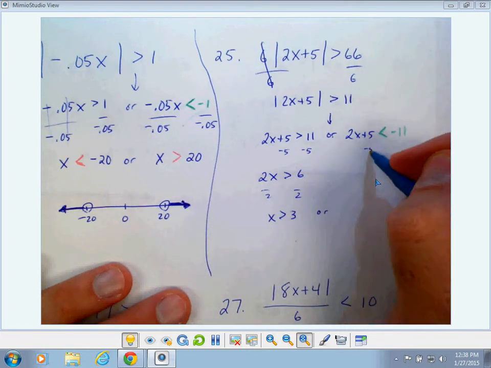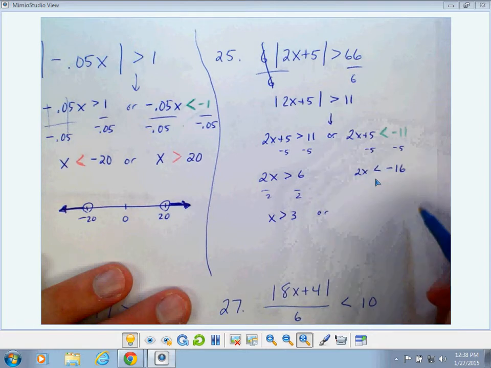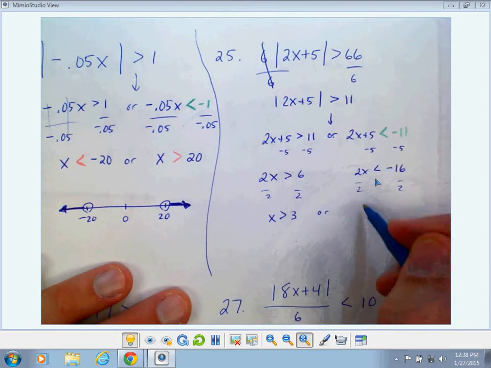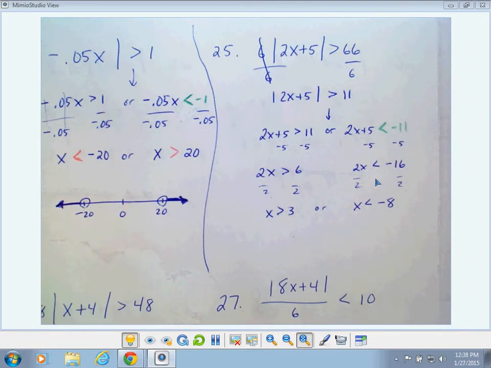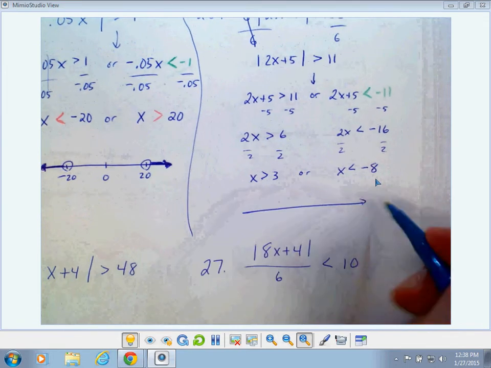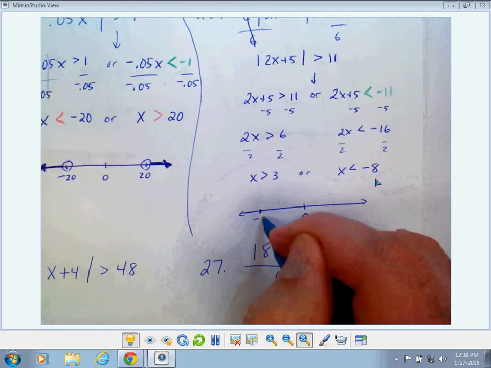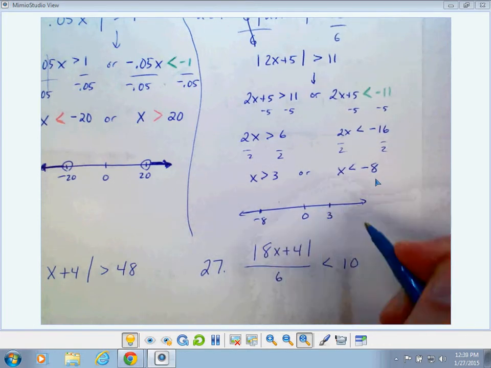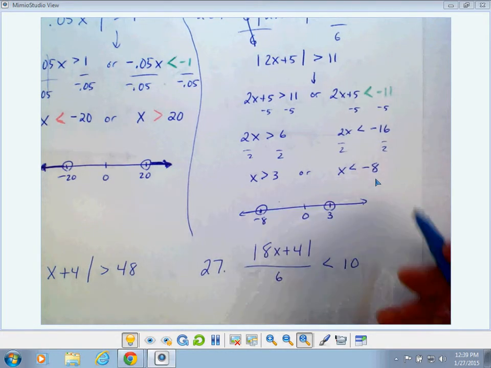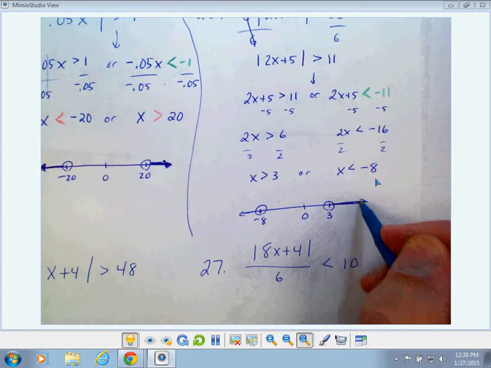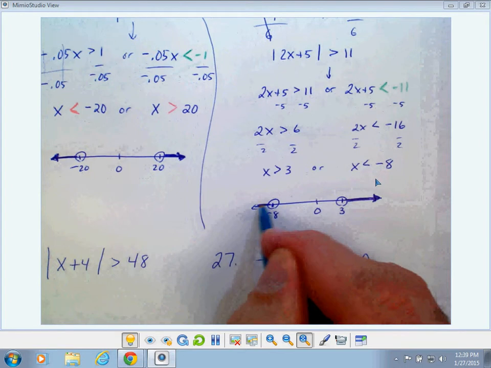The other side again, subtract the 5. 2x is less than negative 16. And divide by 2. X is less than negative 8. So since we have an OR problem again, once again we'll suspect that the shading will go in opposite directions. We need negative 8 and positive 3 on the number line. Open circles on both. The shading should go greater than for the 3 and less than for the negative 8.